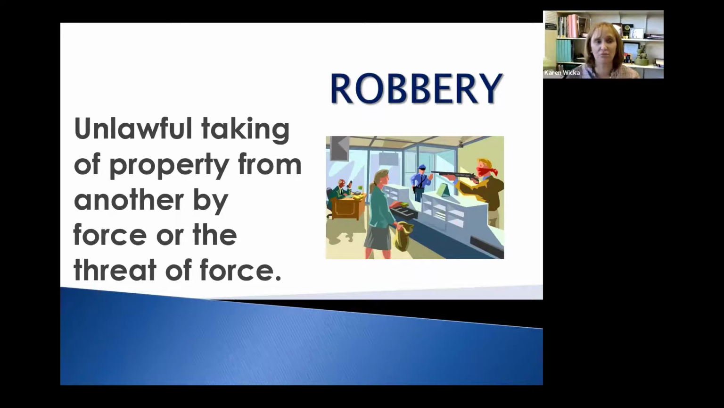Some places call robbery crimes against persons because you actually have to harm a person to take the property. We just have so many crimes against persons that I lump it under property crimes, but it's still taking property of another by force or threat of force.